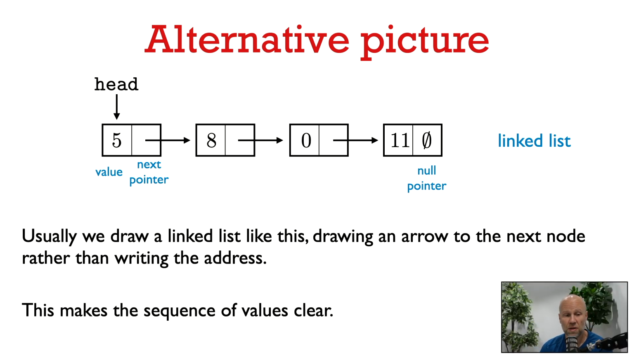So I wanted to show you the memory picture of a linked list to emphasize that nodes can be spread out in memory, and they're not necessarily in any kind of order. From now on, however, I will usually draw a linked list like in this picture, which makes it easy to see the sequence of values. Also, instead of writing memory addresses, I'm just going to draw arrows that point to the node whose address is stored in the second word. So this makes the sequence of values clear.